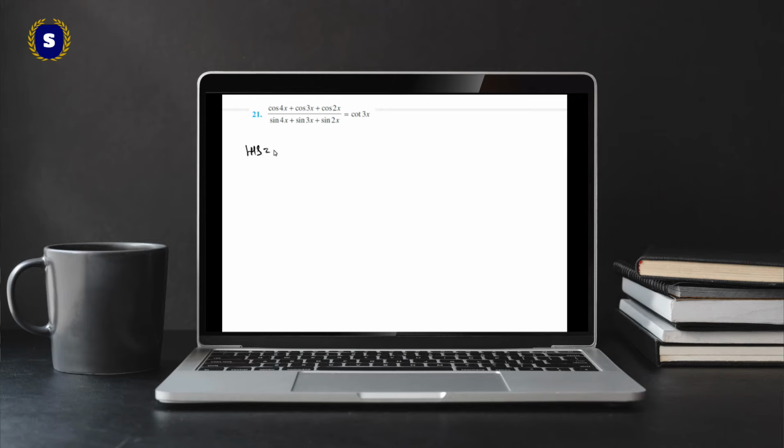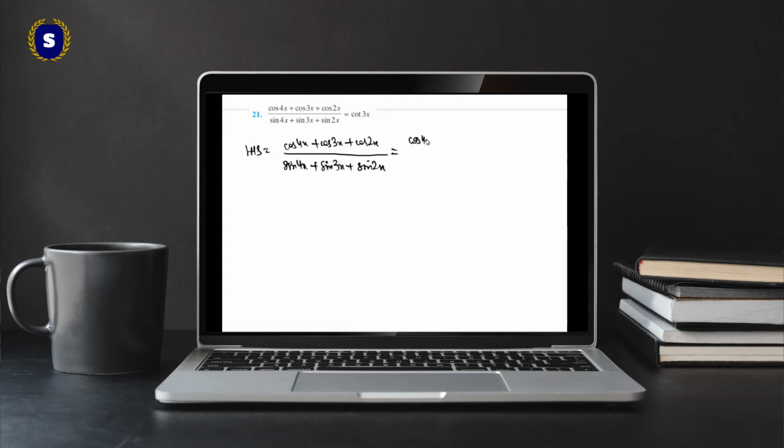LHS is equal to cos 4x plus cos 3x plus cos 2x upon sin 4x plus sin 3x plus sin 2x. So simply check that on the right hand side we have the angle 3x. We want the angle 3x. So let's keep cos 3x and sin 3x as it is, and we'll try to solve cos 4x and cos 2x. When we have 3 terms, we have to choose appropriately so that we can get the required answer. So let's rearrange it first.